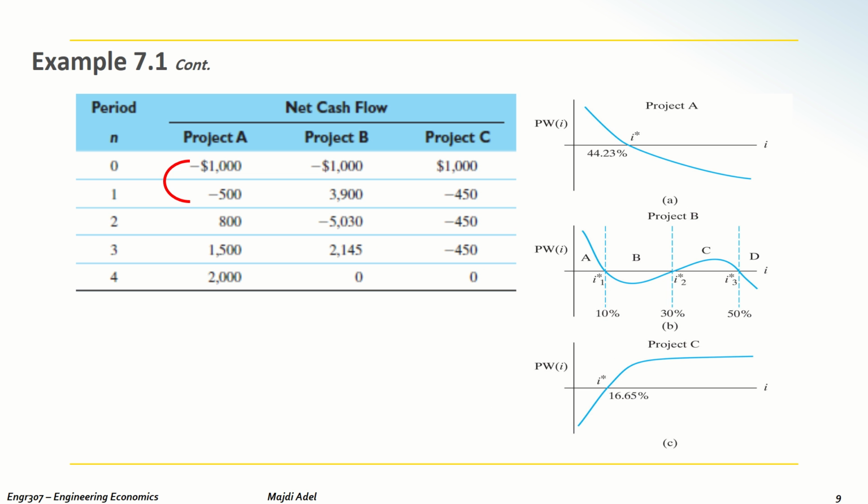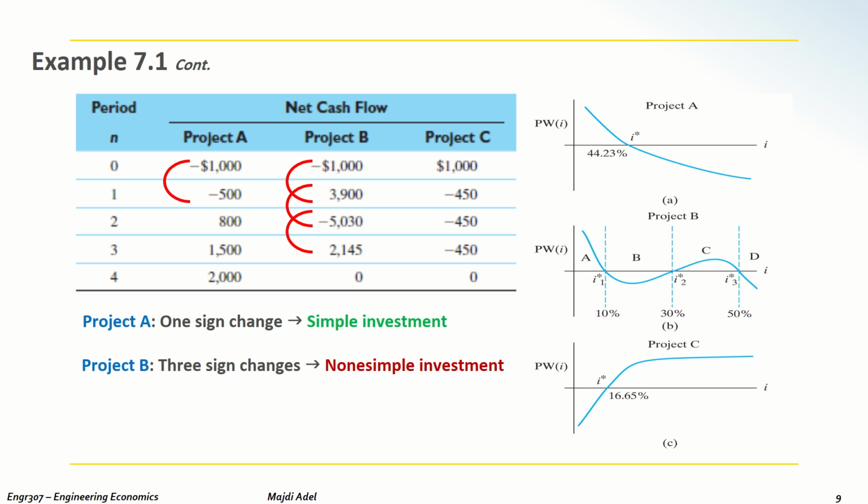So for project 1, the sign changes only one time. So this is a simple investment. For the second project, and for project B, the cash flow changes its sign 3 times. And for project C, it is different. So for project A, one sign changed. This means it is a simple investment.